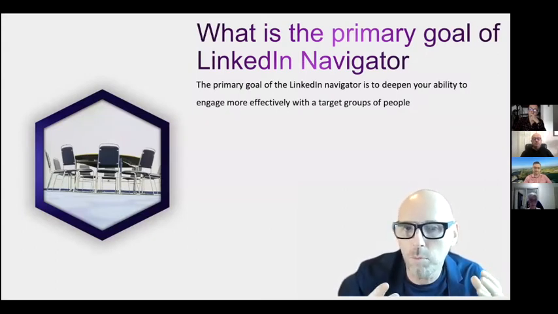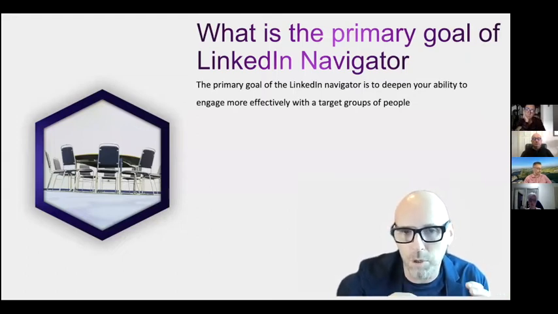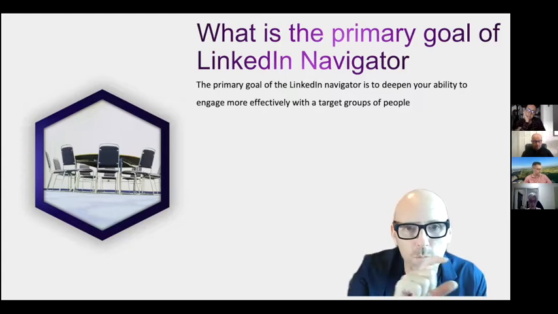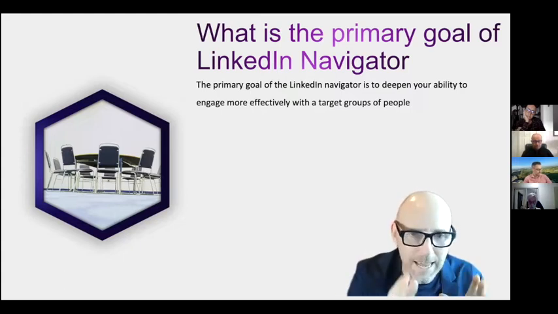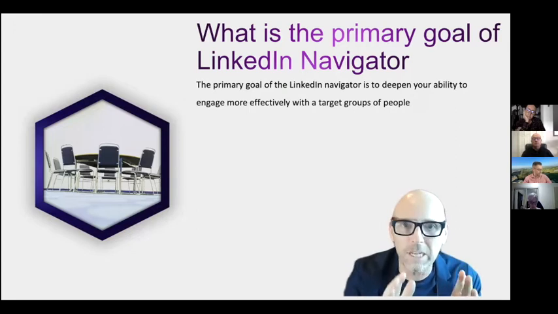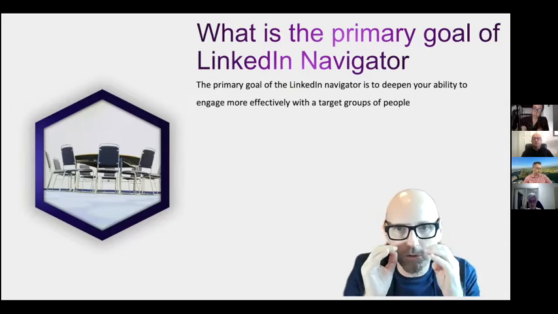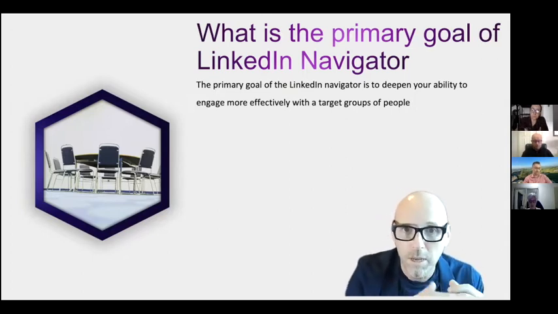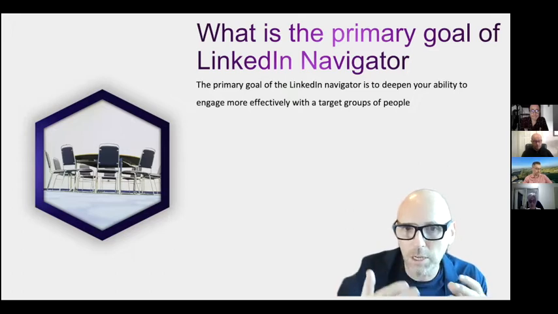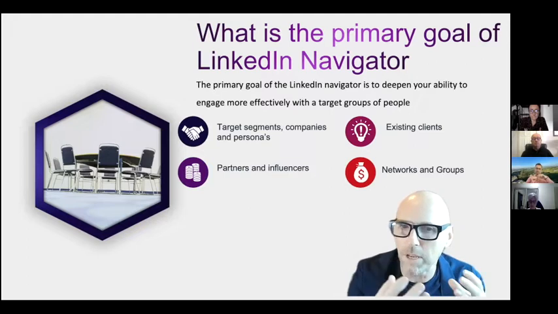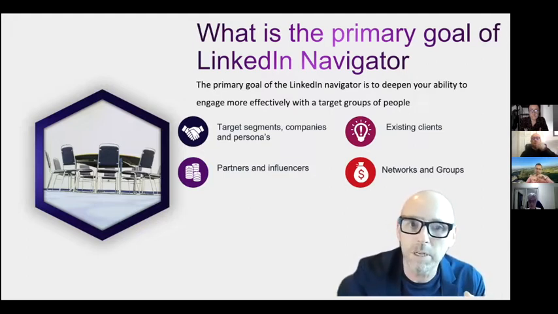So what is the primary goal of LinkedIn Navigator? The goal of LinkedIn Navigator is to deepen your ability to engage more effectively with target groups of people. That's what it's brilliant at. It helps you engage more effectively with target groups, not individuals. It does do individuals, but it's really engaging on a bigger scale. The parts to think about are target segments, companies, personas, partners, influencers, existing clients, networks, and groups.